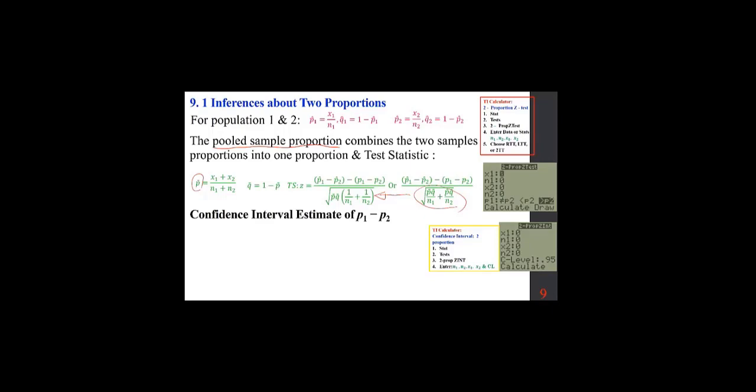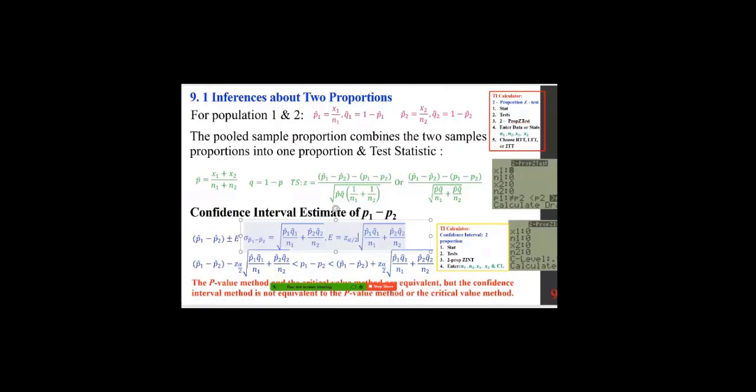Let me give you the confidence interval. I will show you the comparison. As far as the confidence interval is concerned, p1 hat minus p2 hat plus or minus E, where E equals z alpha over 2 times sigma of p1 hat minus p2 hat. If you look at the confidence interval, see the similarities between one and two samples. Needless to say, this is a little bit more complicated.